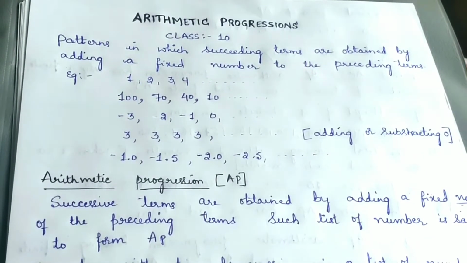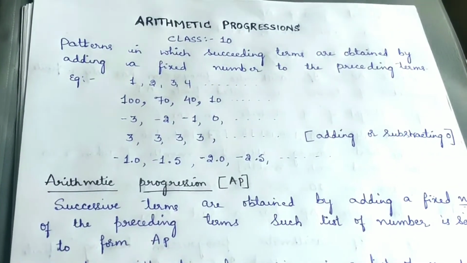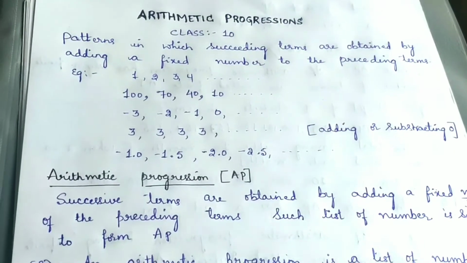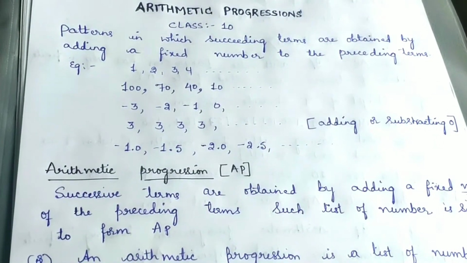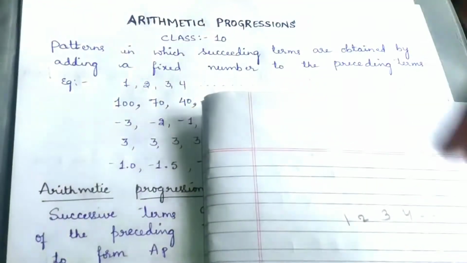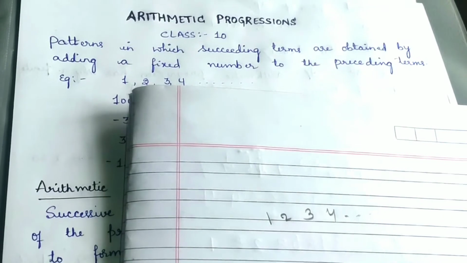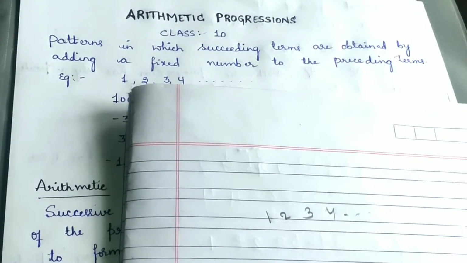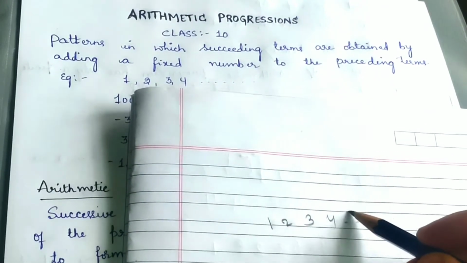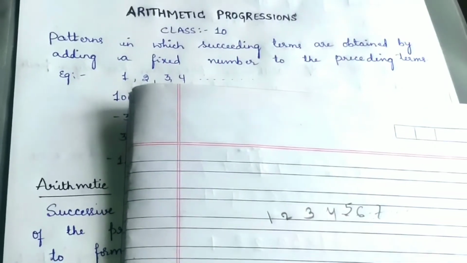Today I'll teach you the first chapter of 10th standard, that is arithmetic progression. Let's see some examples before defining the term arithmetic progression. Now I'll write 1, 2, 3, 4, and can you guess what will be the next number? Yes, the next number is 5, 6, 7, and so on.